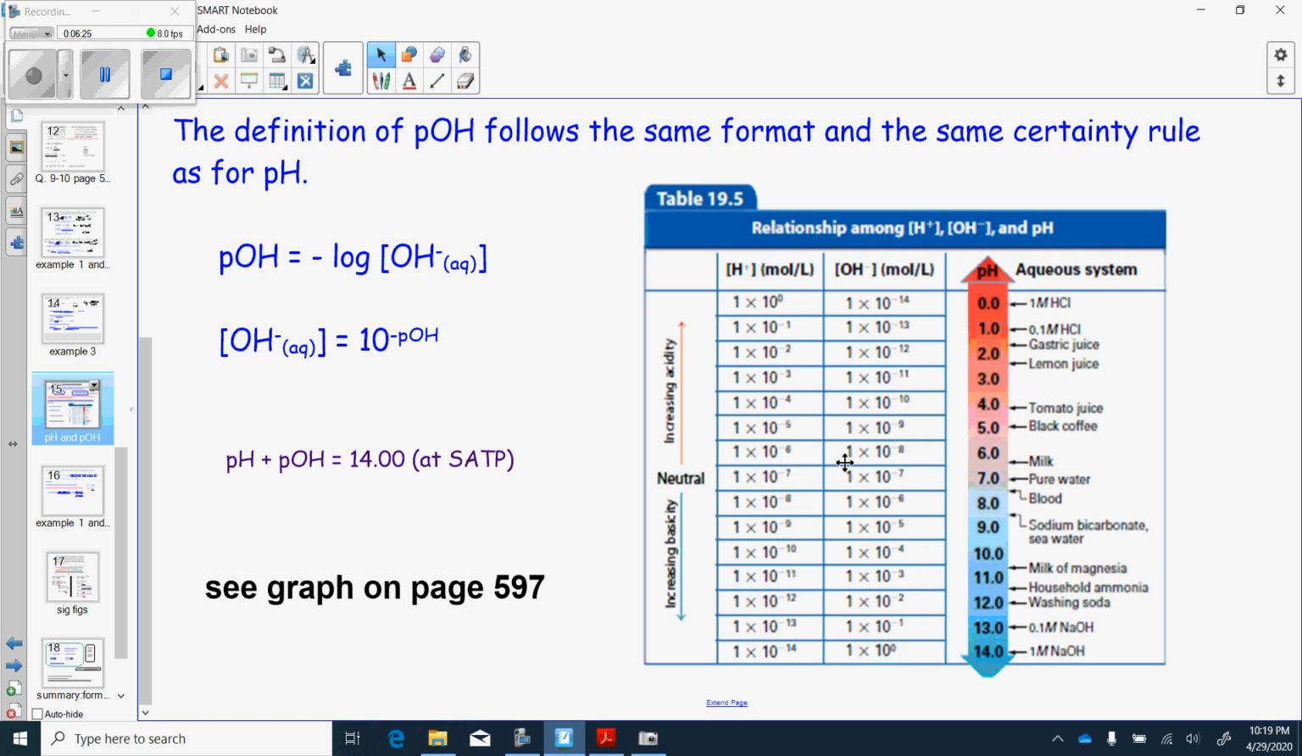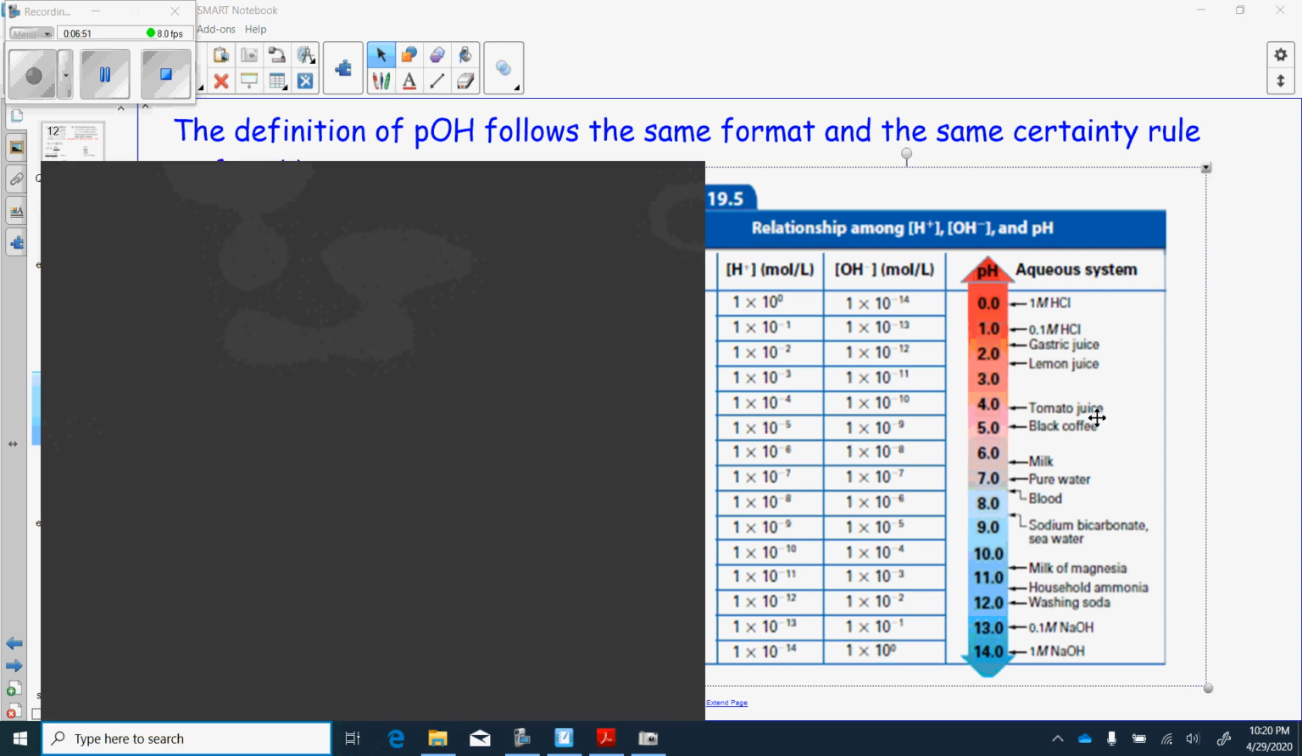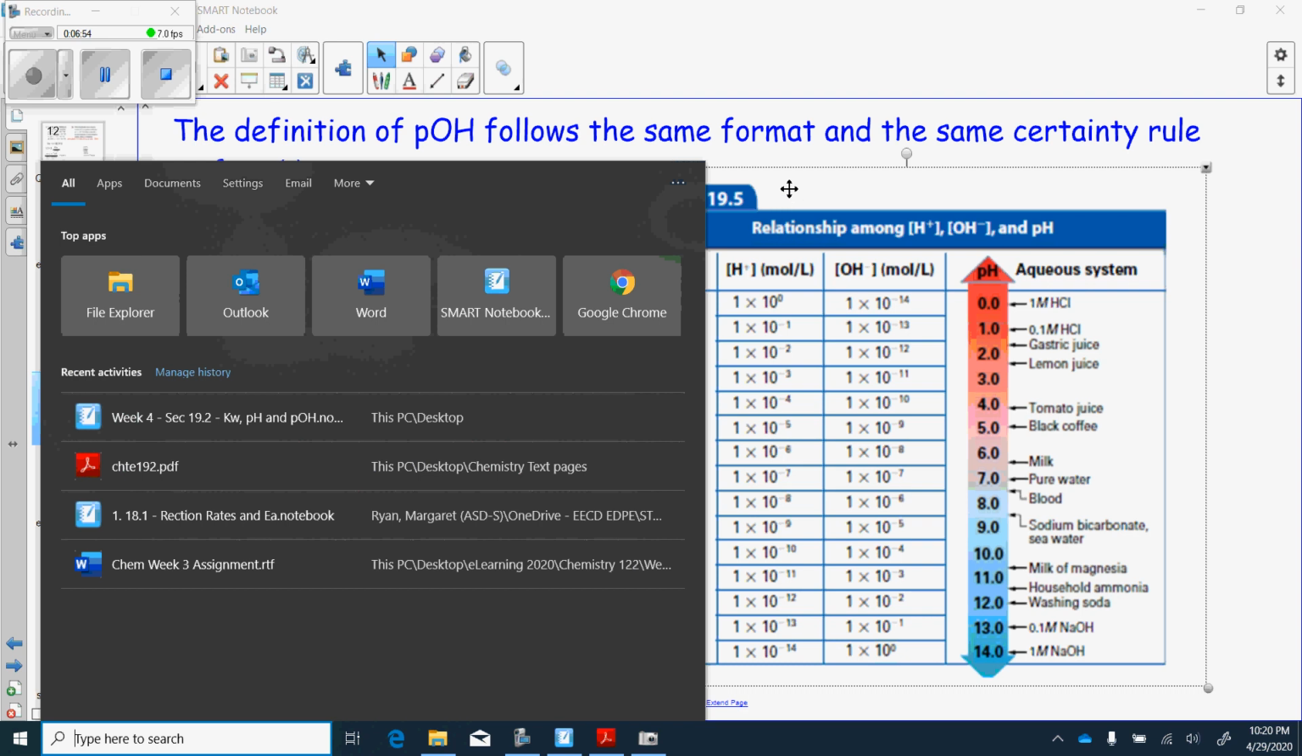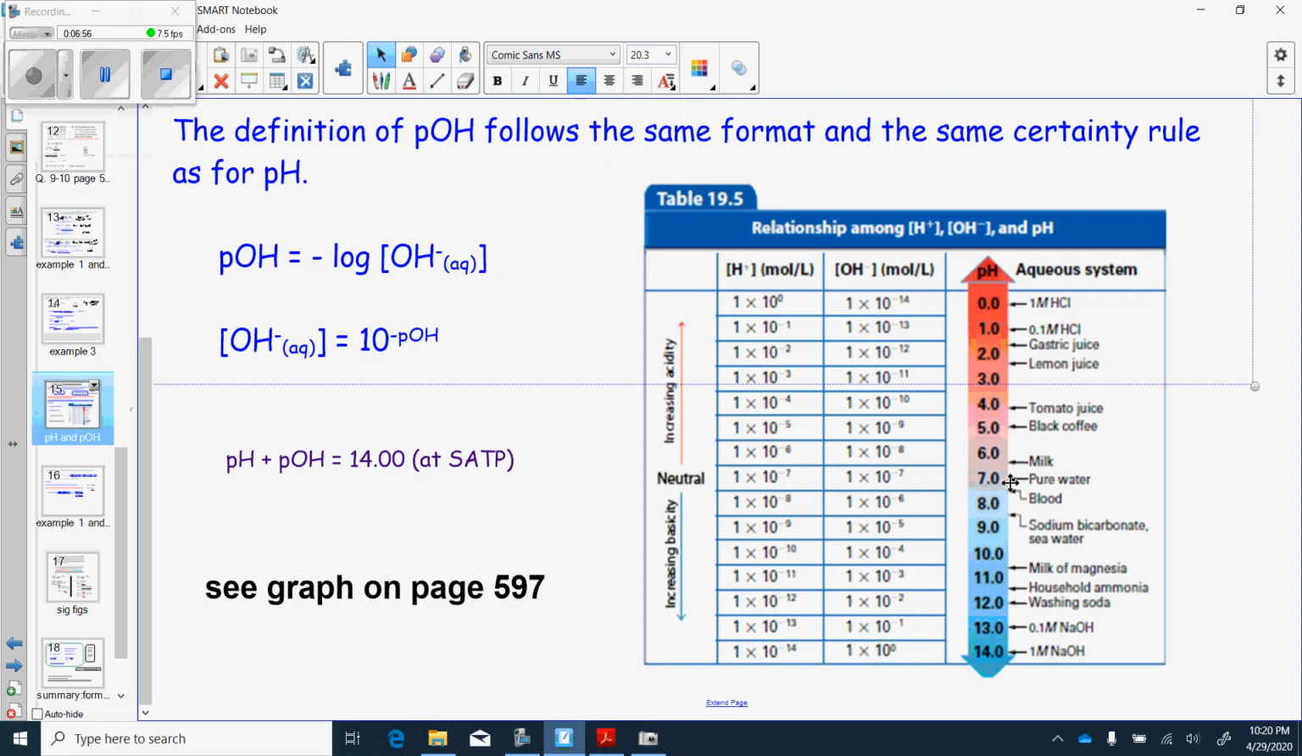So Sorensen was just trying to come up with a more usable scale to measure what the concentration is of H positive. And this is just a more manageable scale. Okay, so I hope that's clear. You can see some of the examples of basic solutions, acidic solutions, and here we have our pure water, which in this case is neutral because these two concentrations are equal.